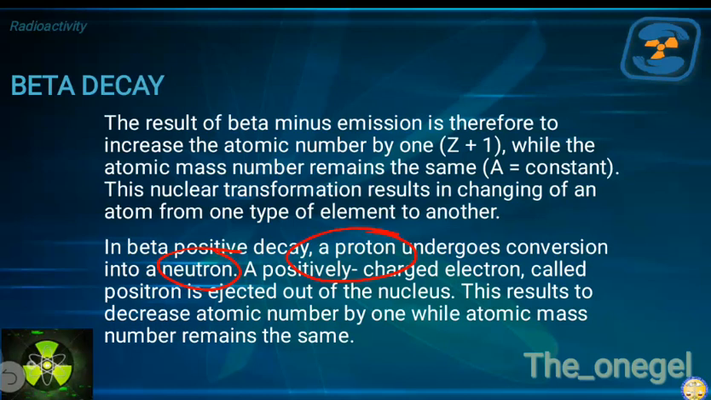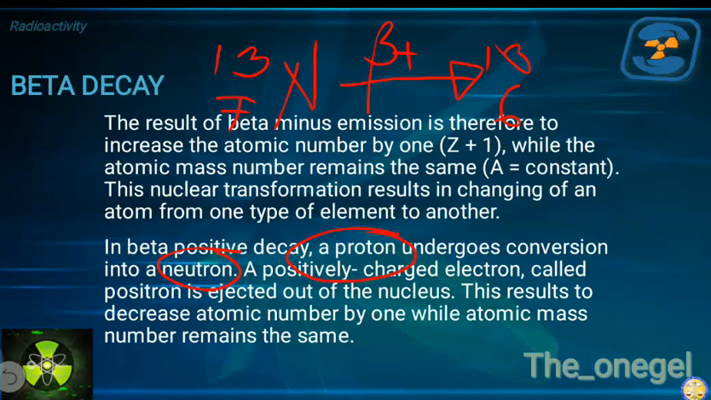So, balikan natin ang example natin kanina. Gamitin natin ang 13, tapos 7. Yan, nitrogen. Mag-undergo siya ng beta plus decay. So, the result again is to decrease atomic number by 1. So, 7 minus 1, that is 6. Atomic mass number remains the same, 13. So, the 6th element is carbon.